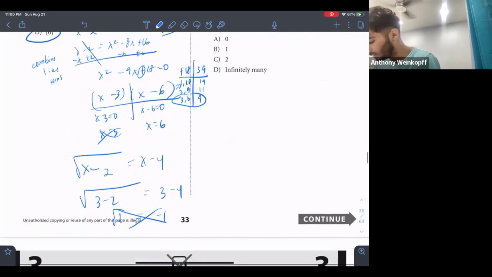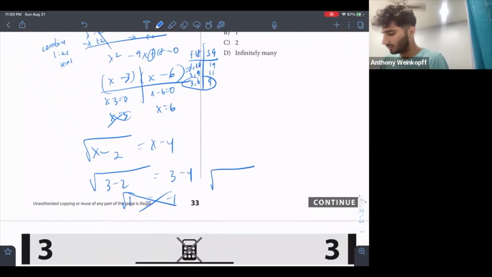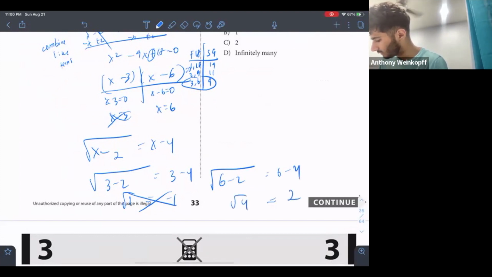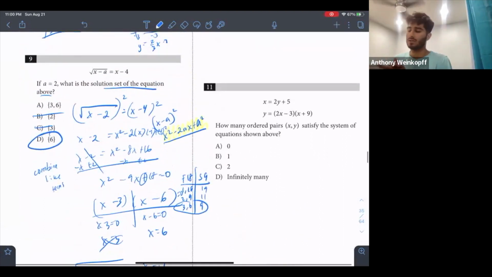But let's double check. So then we would have to do 6 minus 2 is equal to radical 6 minus 4. That's 4, and this would be radical 4, which is 2. 2 is equal to 2. That is correct. So it is choice D for question 9.